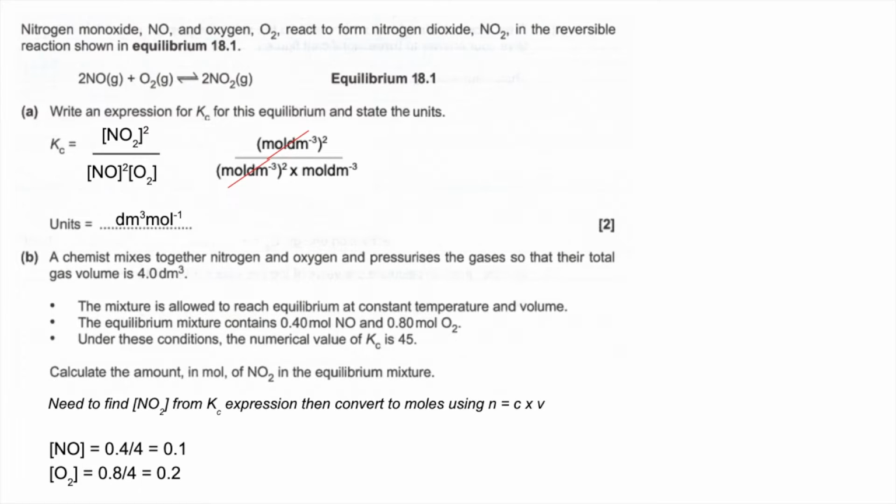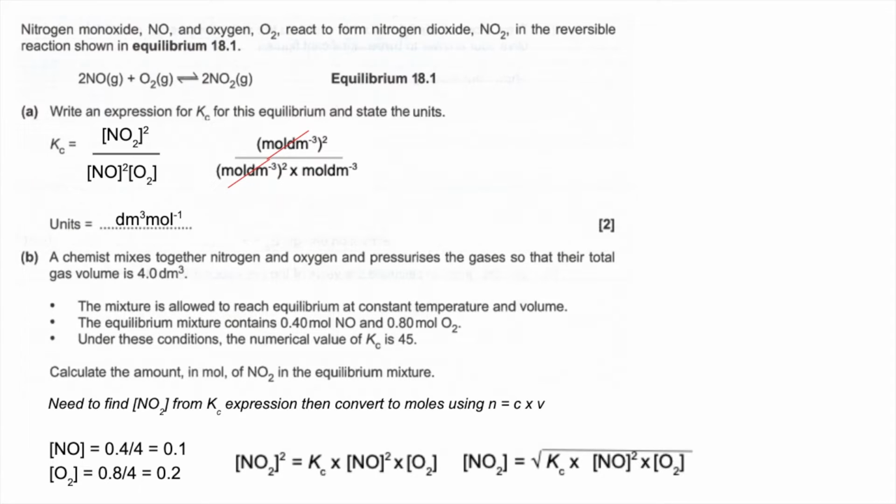So now I'm going to rearrange this Kc expression. Remember, we want to calculate the concentration of NO2. So the first rearrangement will give that. So [NO2] squared equals that. And we'll put a square root sign in, so we get that. So now we know everything that needs to go in there. We just need to put the numbers in.